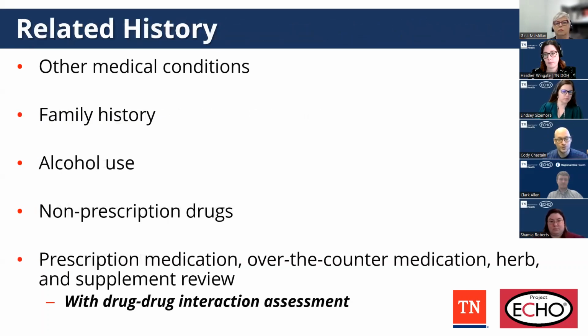Other medical history is also pertinent. Other medical conditions, family history, particularly of liver disease, alcohol use, non-prescription drugs, as well as prescription medication, over-the-counter medication, herb, and supplement reviews are all critical. Because ultimately, some of this information is absolutely pertinent for us choosing the best and most optimal regimen for someone's hepatitis C. It's great we've got a subject matter expert like Dr. Allen on the call with us, because this is actually a key component of selecting the best possible regimen that is most convenient, safe, and feasible for someone. And without an adequate prescription, over-the-counter, herb and supplement history, we can't always choose the best and safest option for our patients.